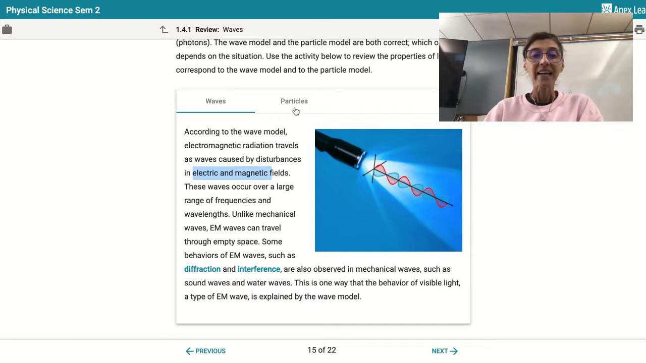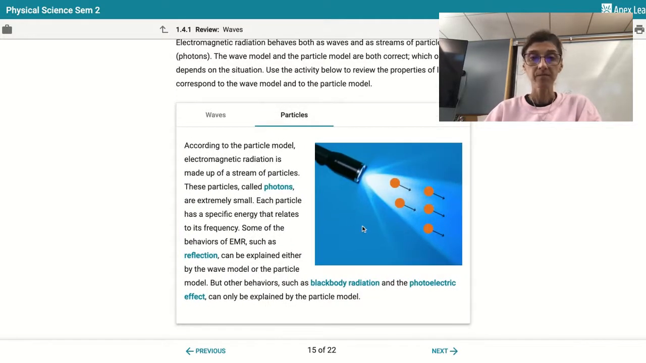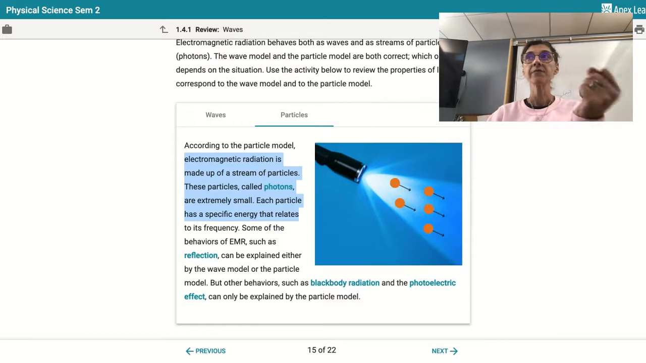Looking at the wave model, we can look at things like diffraction and interference and things like that. If you look at the particle end or the particle definition of light, electromagnetic radiation is made up of a stream of particles called photons. They're extremely small, they're packets of energy, and each little packet of energy contains a different frequency based on the amount of energy that packet is carrying.